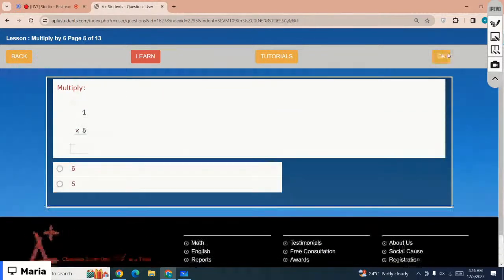Okay, the next one is 6 times 1. 6 times 1 equals. Yes, it is 6. 6 times 1 equals 6. The correct option is 6.